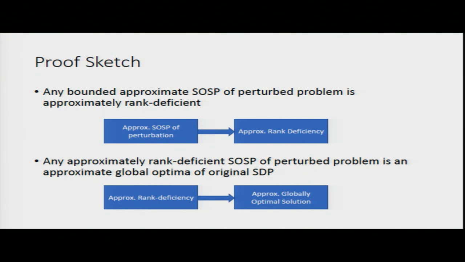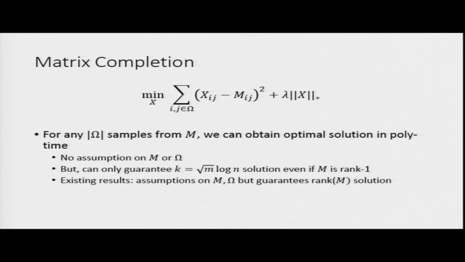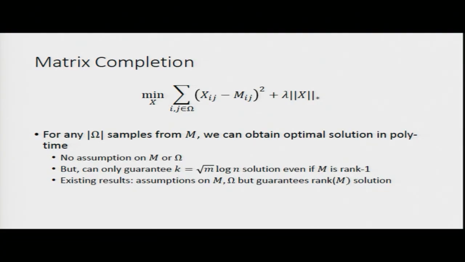Okay. So if we instantiate our result for a concrete problem, that of, let's say, matrix completion, then we get some very interesting results. So matrix completion is a problem where the goal is to approximate or find this matrix M as well as possible using a few samples omega that you observe from this matrix M. So typically, the way to solve this problem is to add a small nuclear norm regularization. And this problem can be rewritten as an SDP.